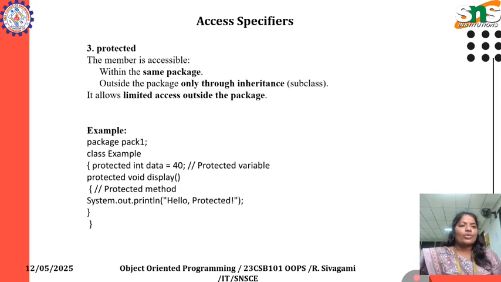The next one is protected. It is accessible within the same package. Outside the package, it is accessible only through inheritance. Outside the package also we can use a protected class, method or variable, but only through inheritance, that is subclasses. It allows limited access outside the package. Here also I give a simple example program for the protected access specifier.